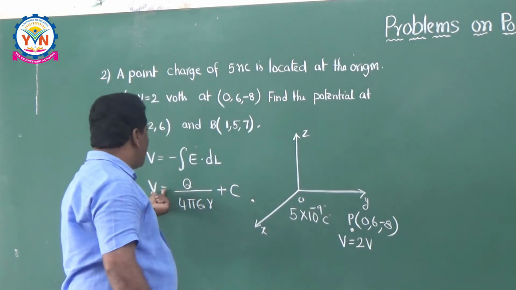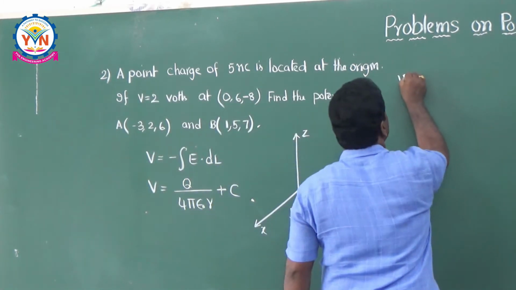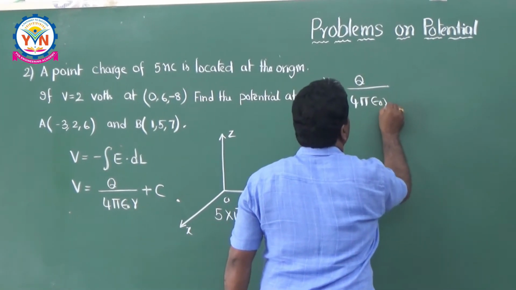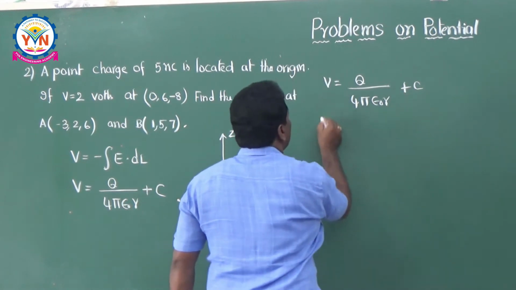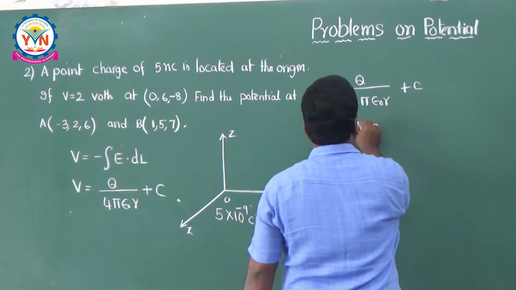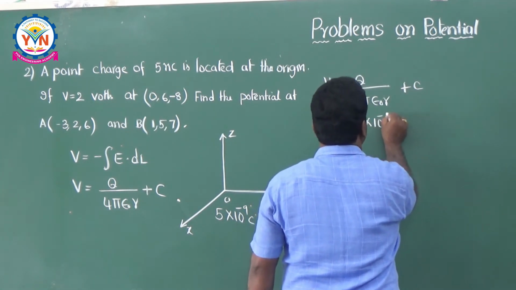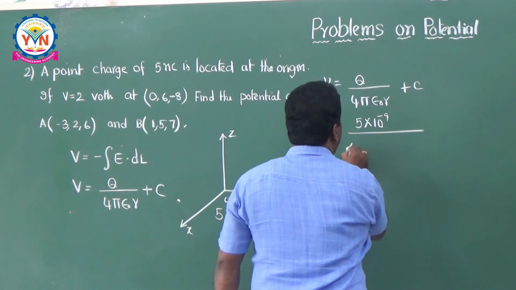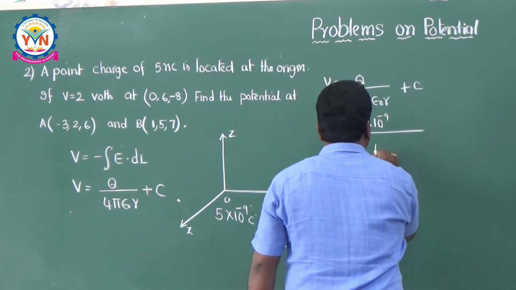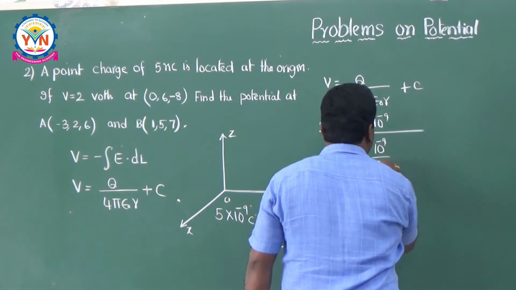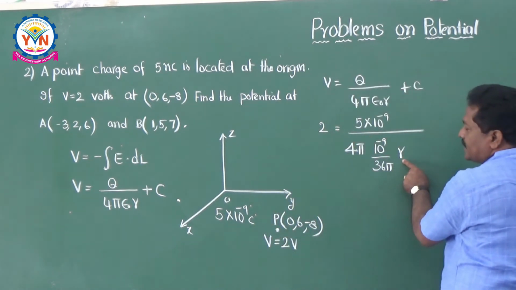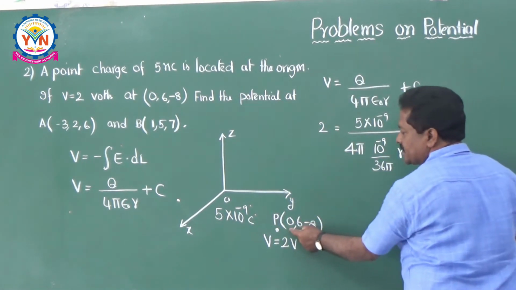So now you calculate the potential here. V is equal to Q divided by 4 pi epsilon naught into R, plus C. So V is equal to 2 volts here. What is the charge he has given? 5 into 10 to the power of minus 9 divided by 4 pi epsilon naught. 4 pi into epsilon naught means you can say this is 10 to the power of minus 9 by 36 pi into R. What is this R? R is nothing but the distance from destination to the source.